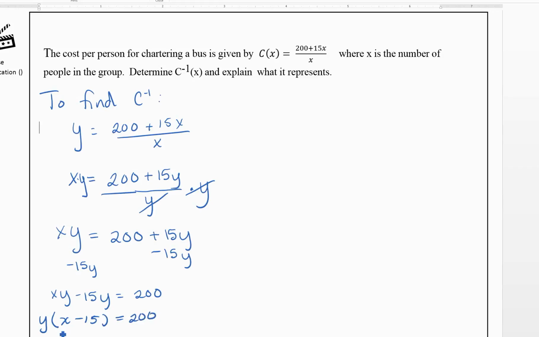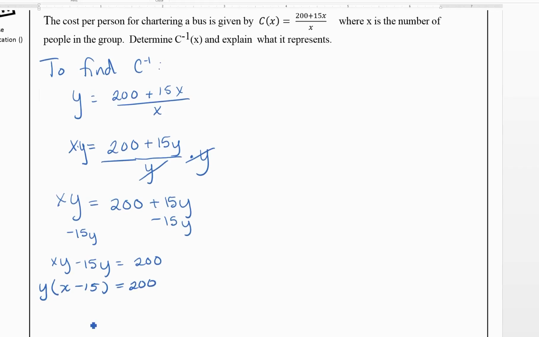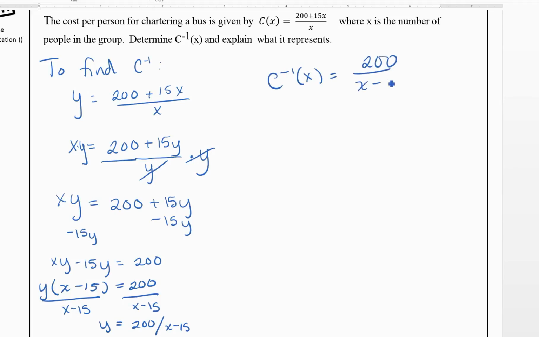And now I'm going to divide both sides by x minus 15. So we get y equals 200 over (x minus 15). So we would say that C inverse of x equals 200 over (x minus 15). Okay.